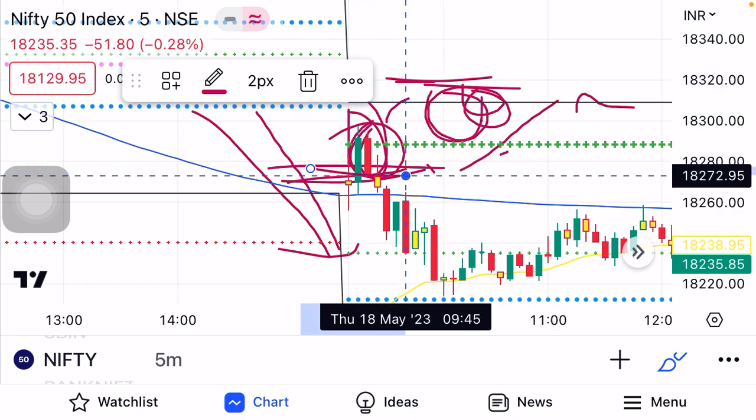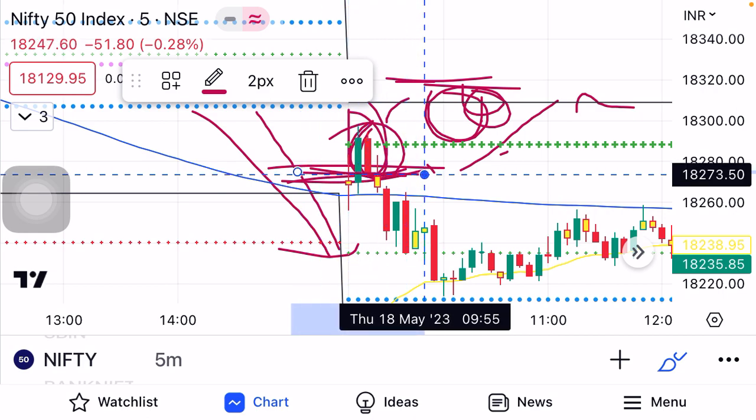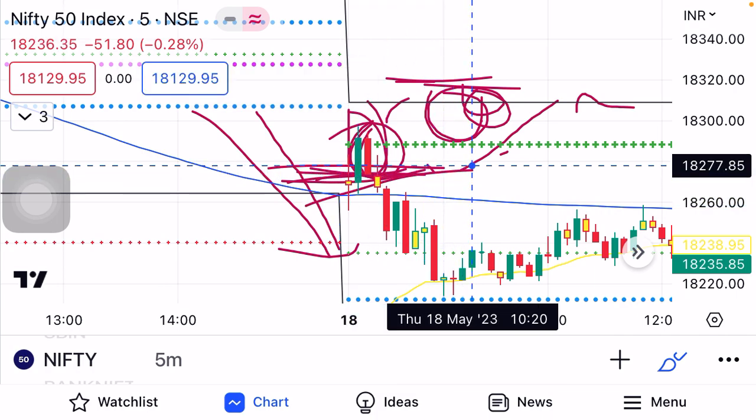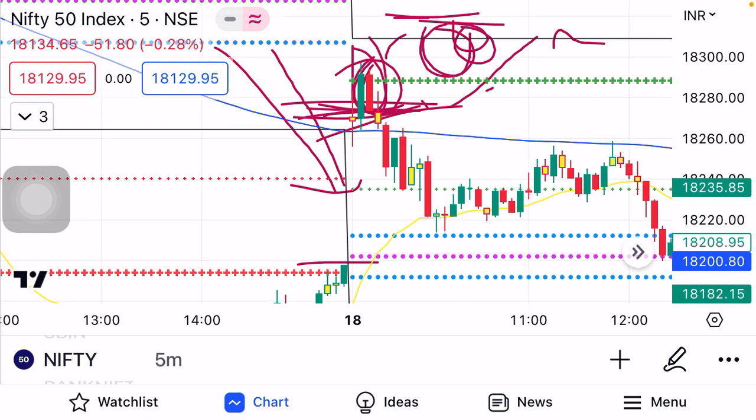It's up to you to take that big stop loss, or you can avoid taking a trade. If you take a put position here, we are confirming it with Bank Nifty. So that was the reason we can take a put position here. And what will be your target?